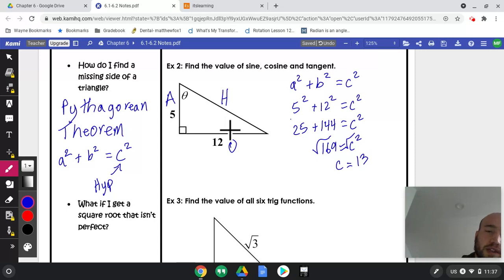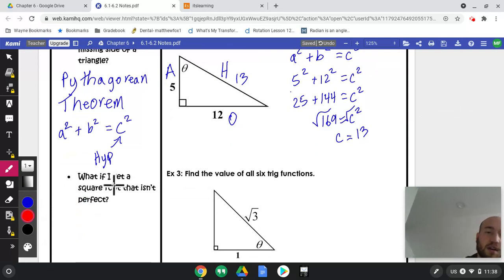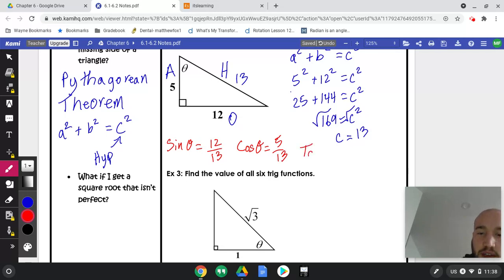So if it helps you, let's write that over here, and I'll change color so we can keep things separate. Our sine of theta: remember, opposite over hypotenuse, so 12 over 13. The cosine is 5 over 13. And then TOA, so the tangent: opposite over adjacent, in our case, is going to be 12 over 5.